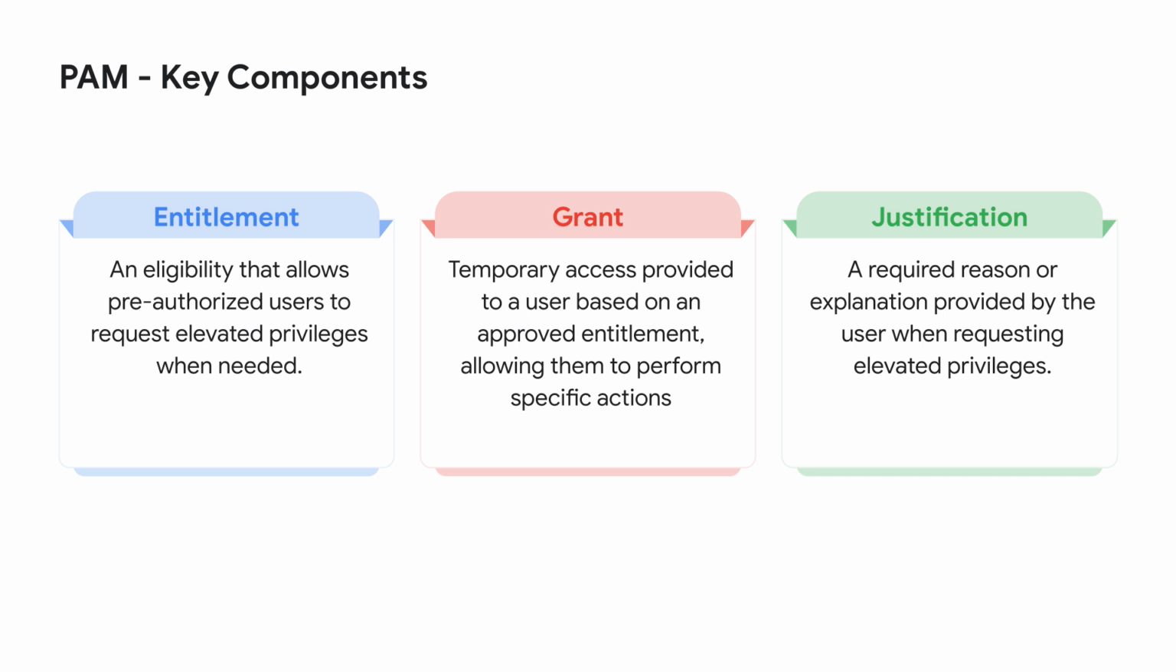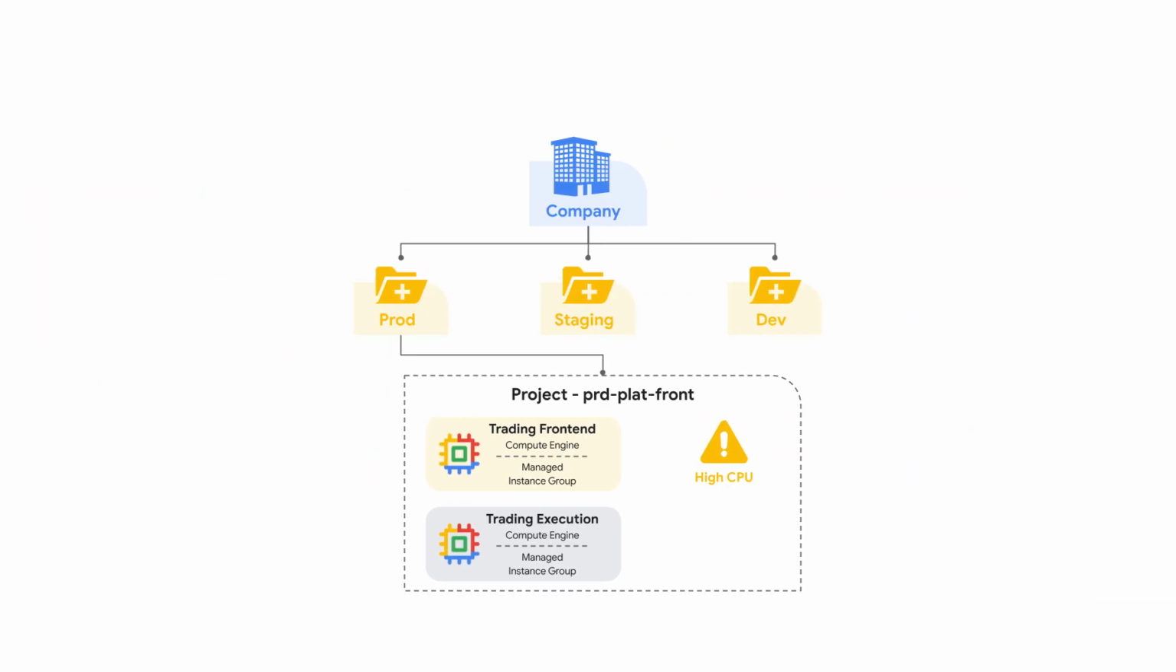Now that you have the core concept, let's set the stage for what we're about to dive into. Imagine we're working within a large financial services firm that relies on Google Cloud to manage its critical infrastructure. At the top of the hierarchy, we have an organization with a production folder that contains various projects. One of these projects has a few compute instances that are part of a managed instance group, or MIG for short. They are currently under heavy load with high CPU utilization.